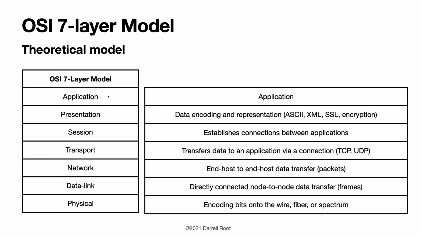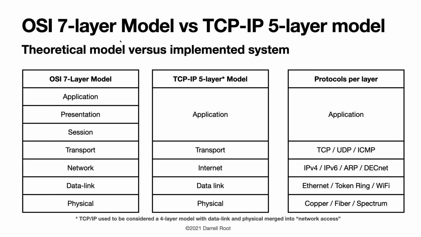Each layer uses the services of the layer below it to get data to the destination. So the data link layer is using the physical layer to get data to the next node. The network layer is using the data link layer to get packets to the end host. The transport layer is using the network layer to transfer the data to the end application. The OSI 7-layer model is a theoretical model.